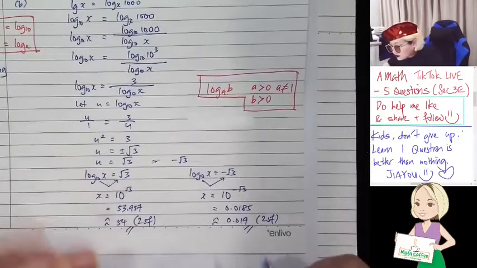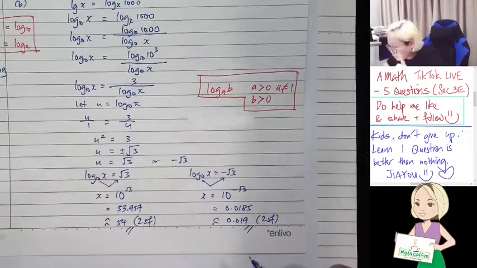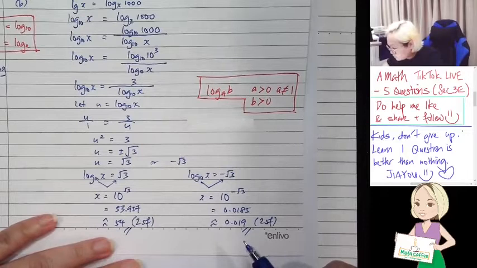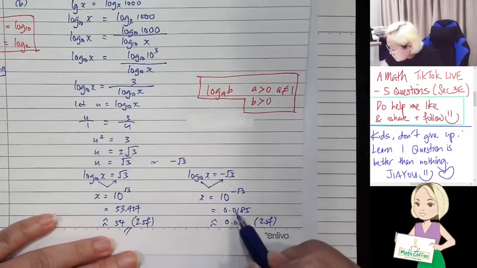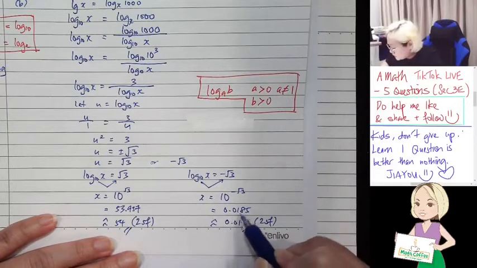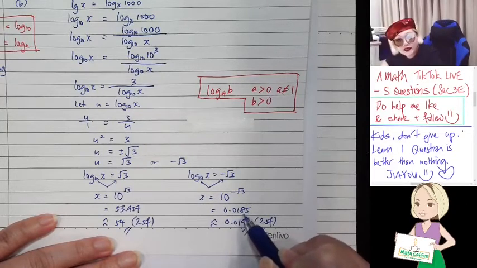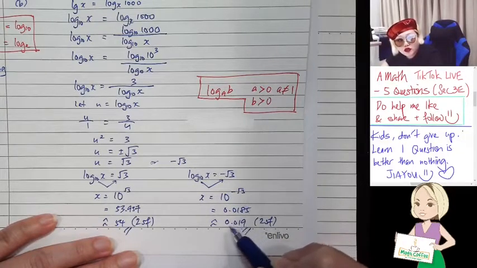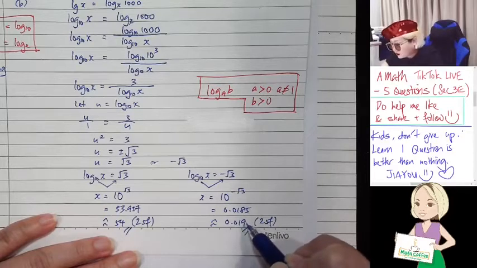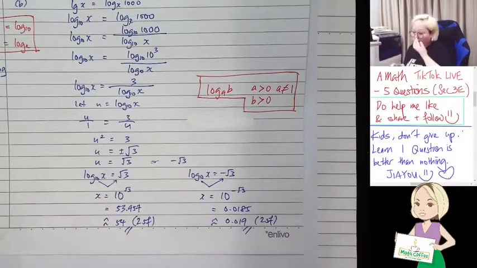Wah, jialat, you until now don't know how to round off 2SF, huh? No, 2SF, you see, 0.0, this is not counted as SF, you know. The first SF is the 1. 8 is the second SF. The 5 tells me that I need to round 8 up. So that's why it's 0.019, okay? So this is your 2SF. Okay, let's continue.